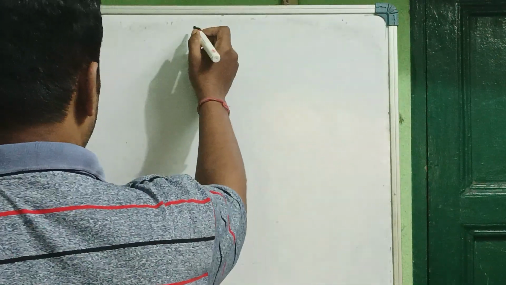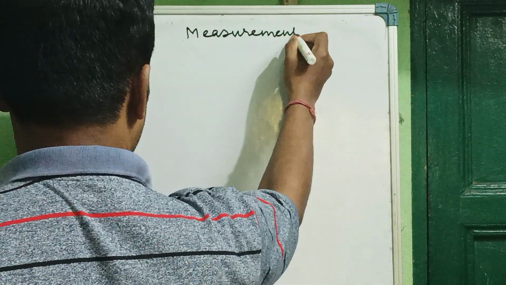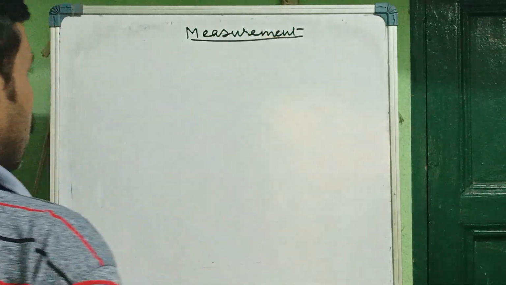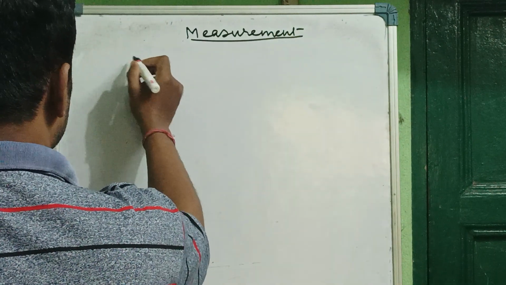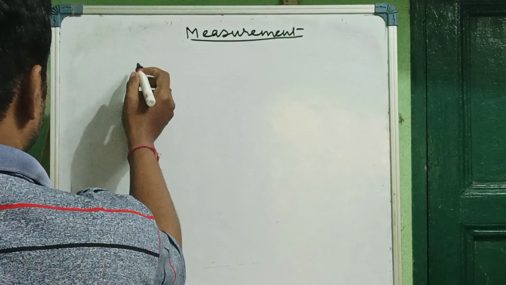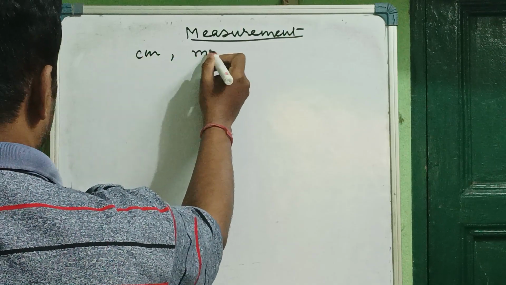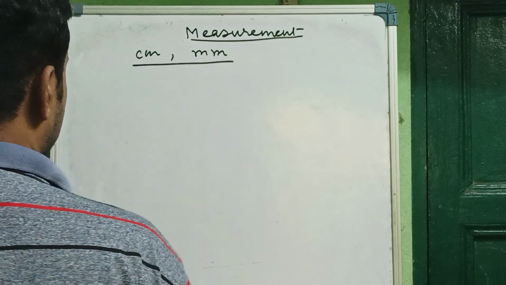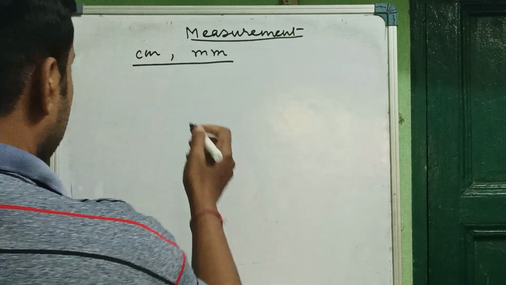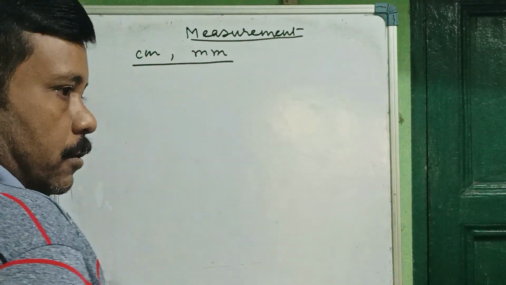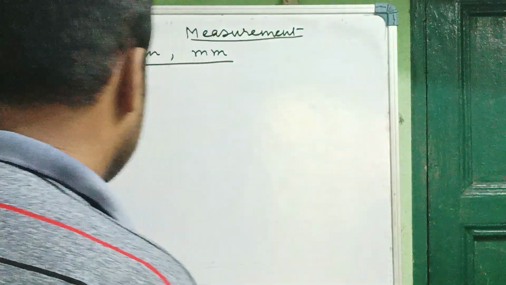First of all, the chapter name is Measurement. Measurement means the measure of a substance. For measurement, we first take some units, such as centimeter and millimeter. Millimeter is the smallest unit in the metric system. We know that after kilometer, hectometer, decameter, meter, decimeter, centimeter, and then millimeter.